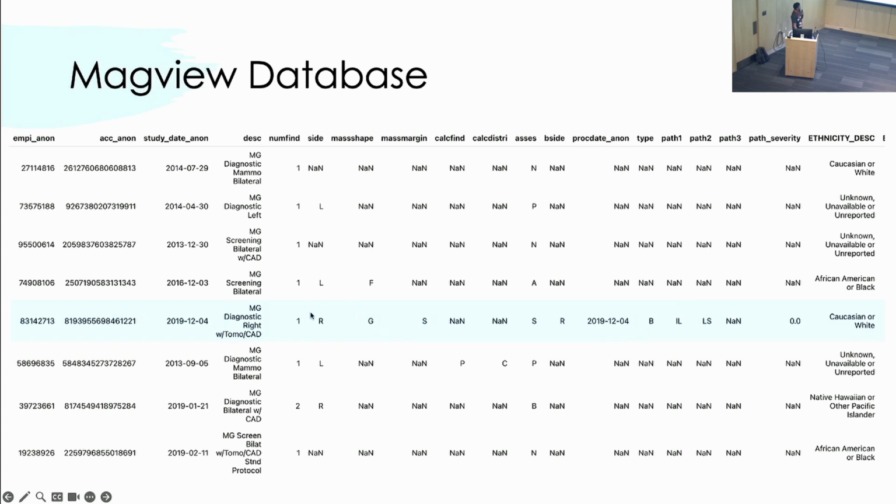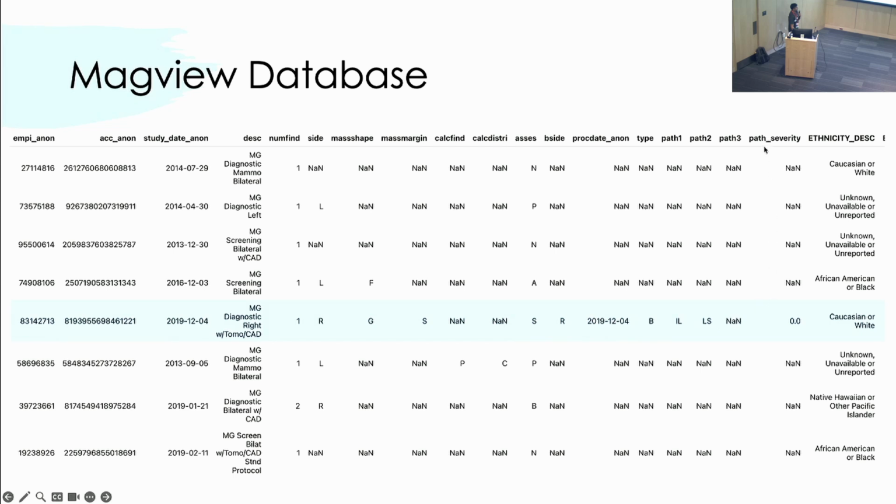But this one here, this one has a diagnostic exam. They have an abnormality in the right breast. It's described by these mass features, okay? It was given an S for suspicious, which is a BI-RADS 4. This will all be written out. And then it went on to biopsy. So the diagnostic exam was on December 4th. The biopsy was actually the same day, which is really rare, and it was found to be invasive cancer.